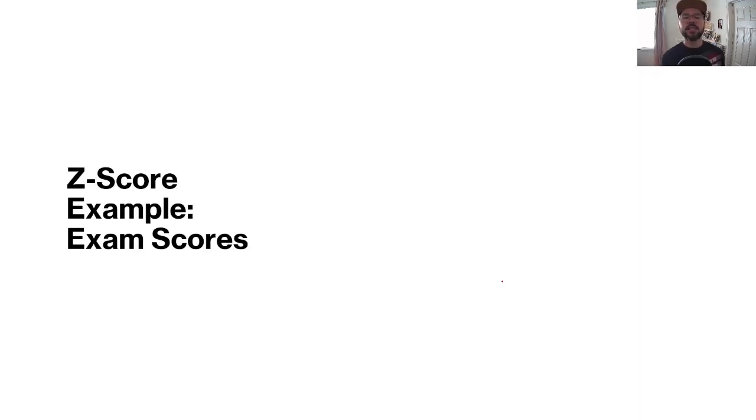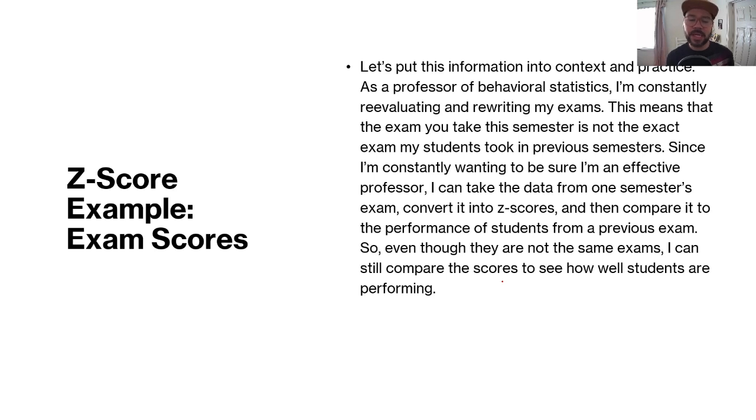So let's apply this idea of z-scores to an example. And like I mentioned, we're going to use exam scores. I'm going to read this prompt because I put it together. So let's put this information to context and practice. I myself, as a professor of behavioral statistics, am constantly reevaluating and rewriting my exams. So this means that the exam that you've taken this semester, let's say exam 1, is not the exact same as exam 1 that students have taken in previous semesters.